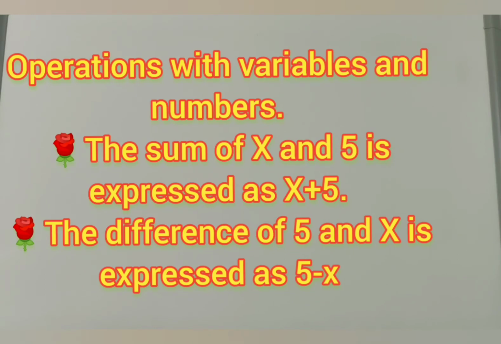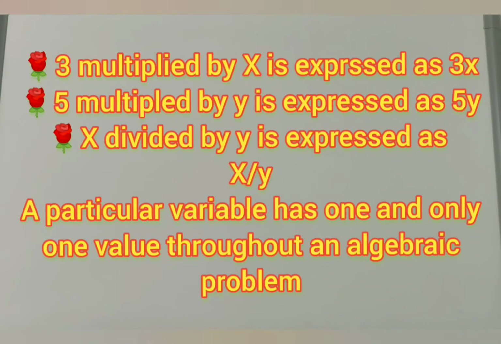3 multiplied by x is written as 3x. Remove the multiplication sign and just combine 3 and x together, so it is written as 3x. 5 multiplied by y is written as 5y. x divided by y is expressed as x upon y. Remember, a particular variable has one and only one value throughout an algebraic problem.